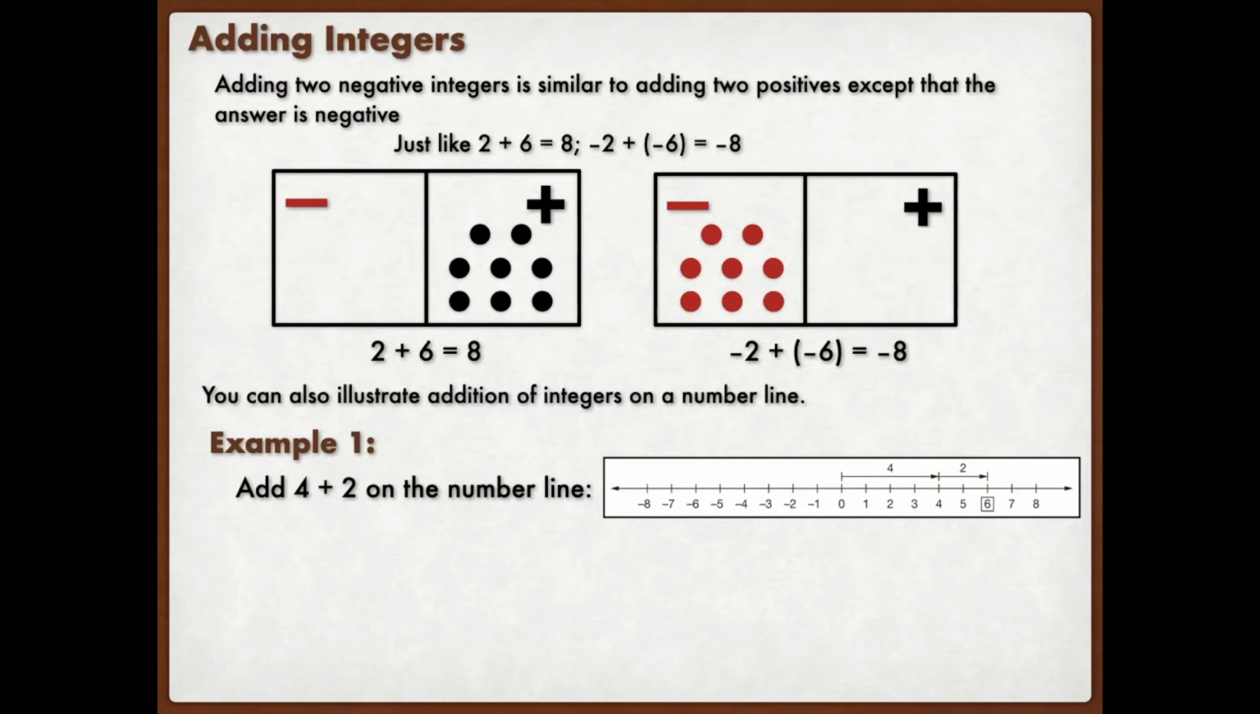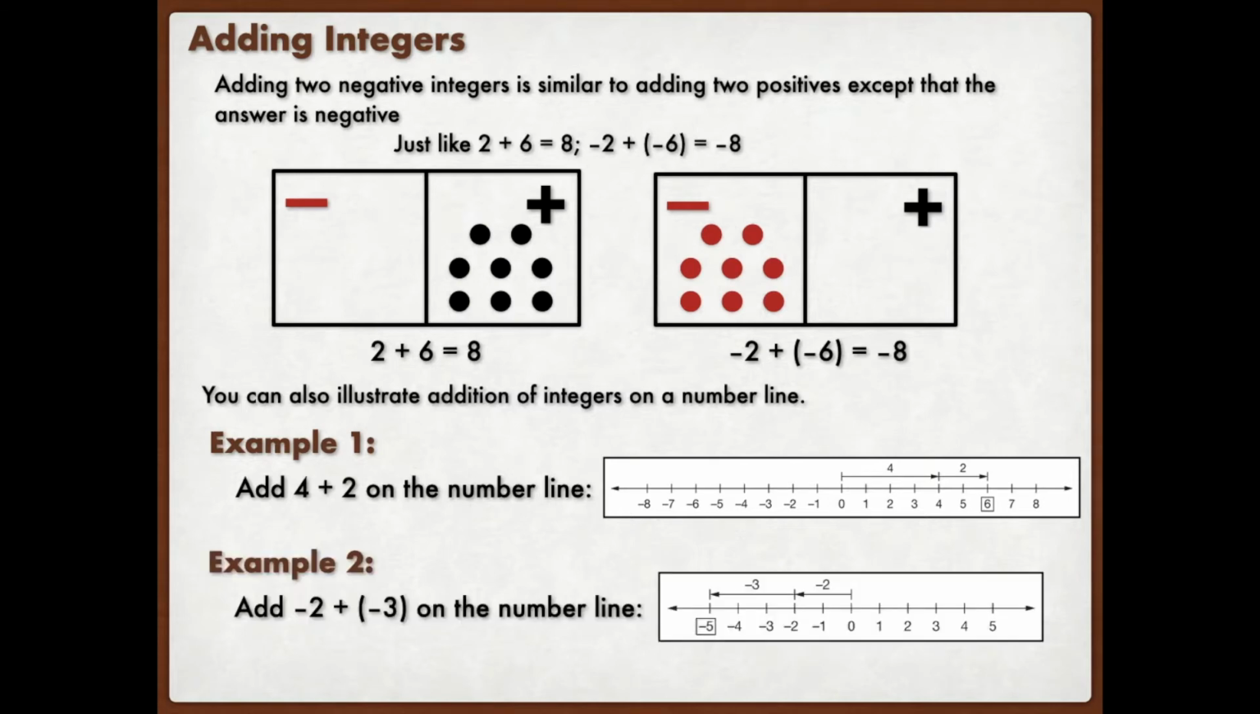Here's an example. Let's add 4 plus 2 on the number line. 4, we're moving from 0. And then I add 2 more, that's going to be 6. So in the same way, let's do that with negative numbers. If we have negative 2 plus 3 more negatives, plus negative 3, on the number line, we have negative 2, I'm going to go 3 more negatives. That's going to give me negative 5. Okay, negative 5. So this is adding two negative numbers: minus 2 plus, parentheses, negative 3.